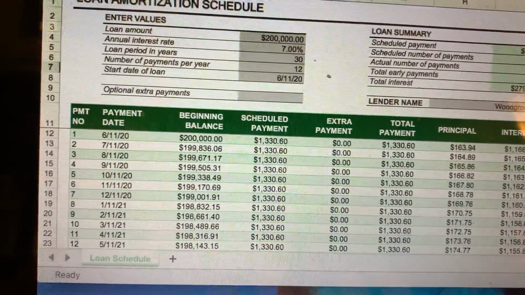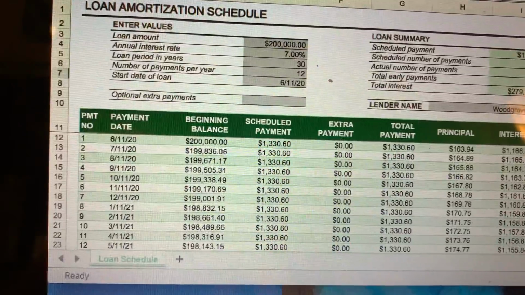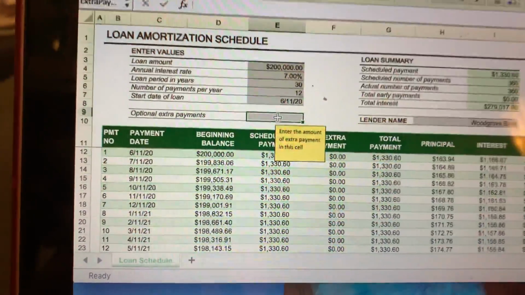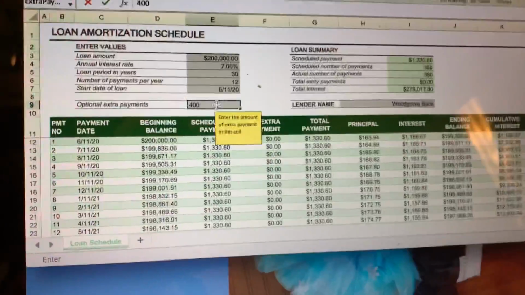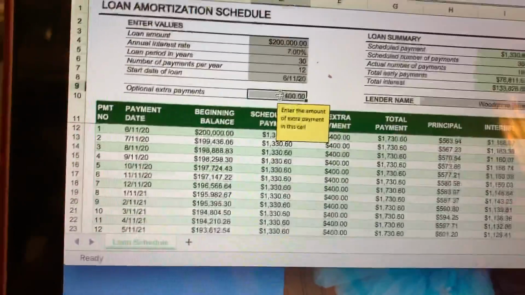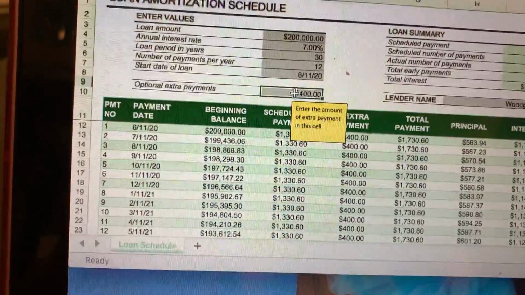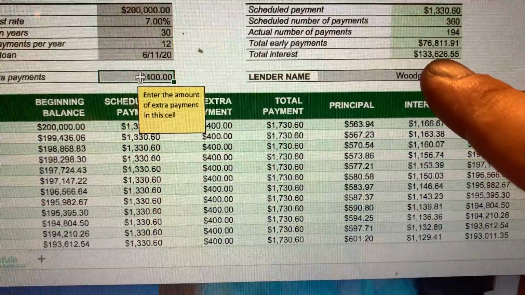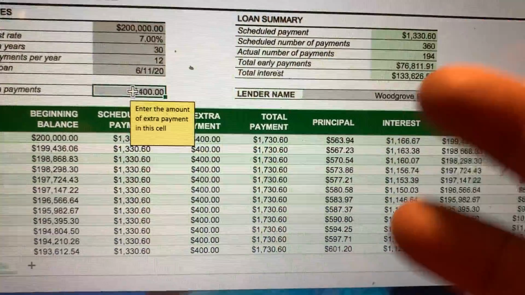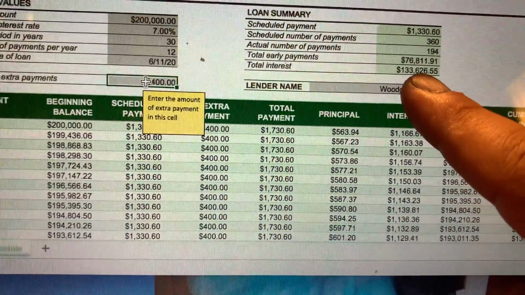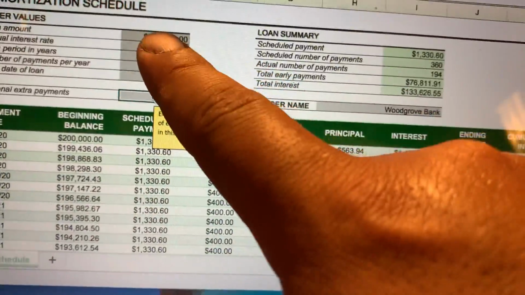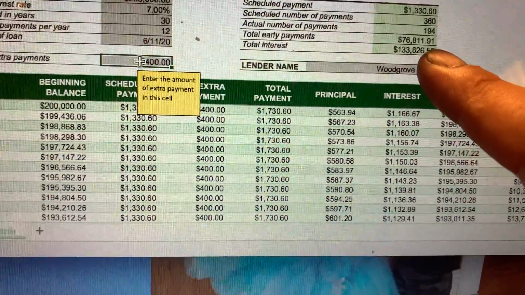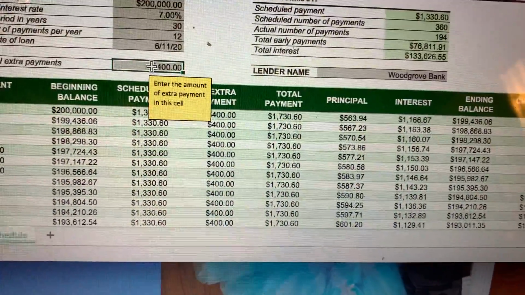So now they want to know, how much would you save if you spent $400 additional each payment? So it says extra payment options, which means I'm going to be paying $400 extra each time. Now look what it does to the price. Now my interest is $133,626. So I'm going to be saving $140,000, because this price stays the same, but this price is going to be dropped significantly. All right, so that's option one.